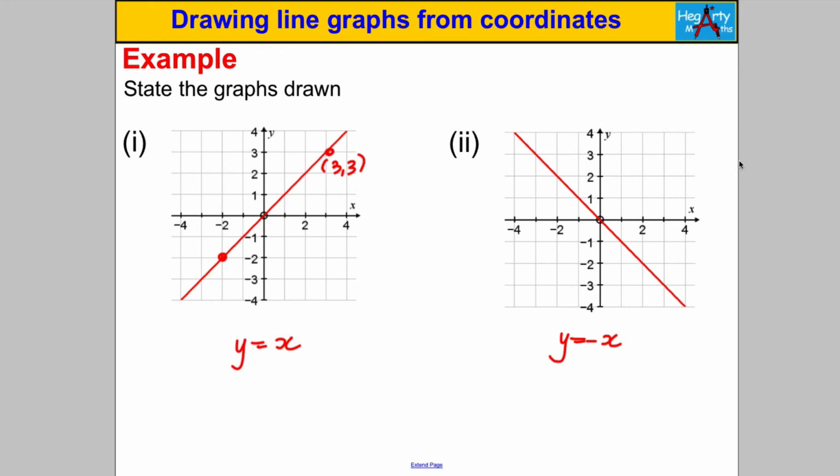And that's it for this particular video, drawing some line graphs from sets of coordinates and being able to recognize x equals a number graphs, y equals a certain number graphs, and the lines y equals x and y equals negative x.